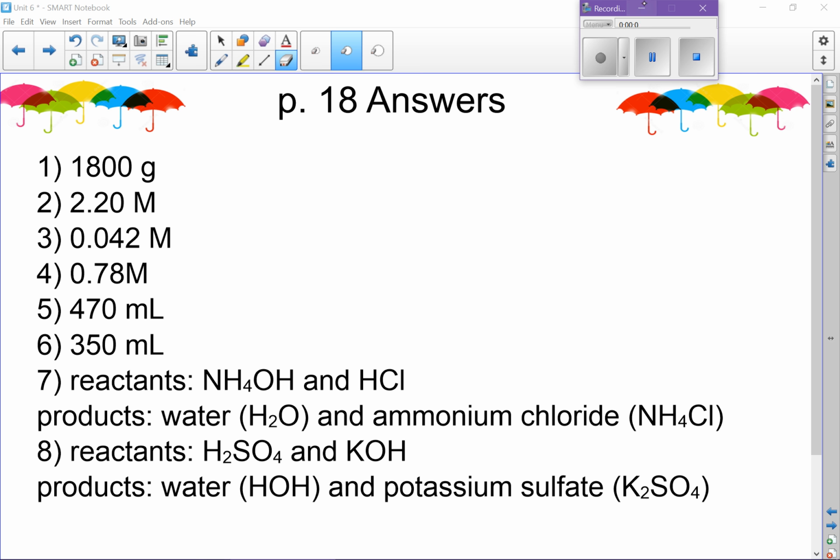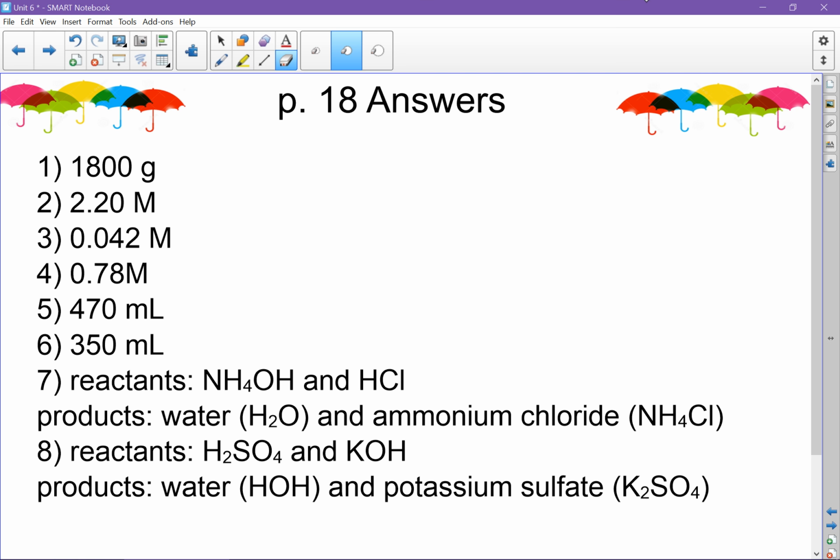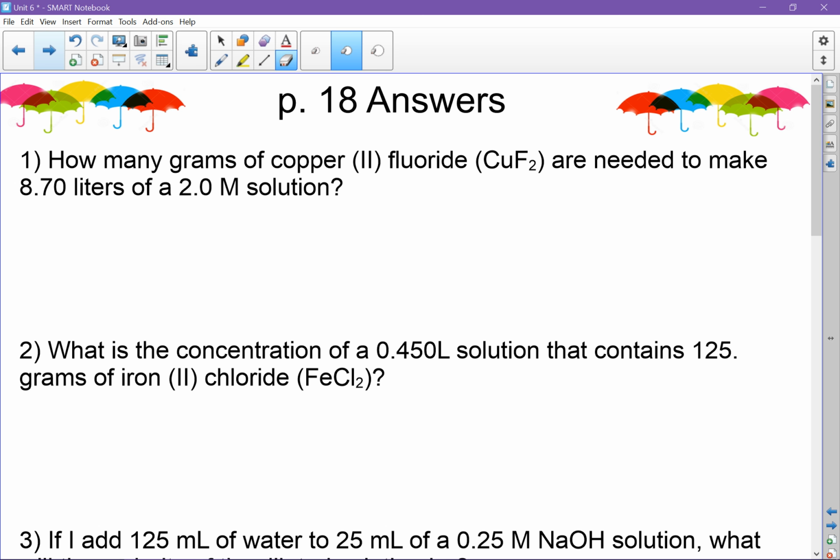Hey guys, here are answers for the molarity review on page 18. And then if you need any help, I'm going to walk through each of the problems. So if there's an answer you're not sure of or you want to see the work, you can just find the question that you need. Okay, so let's go through.